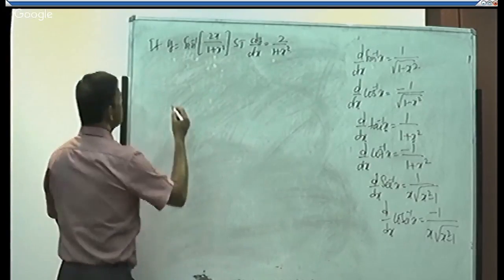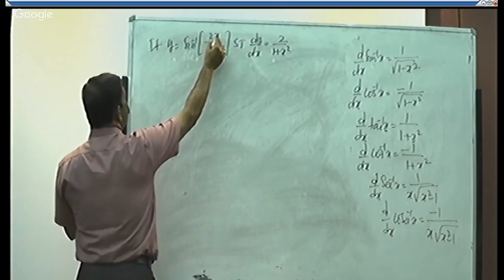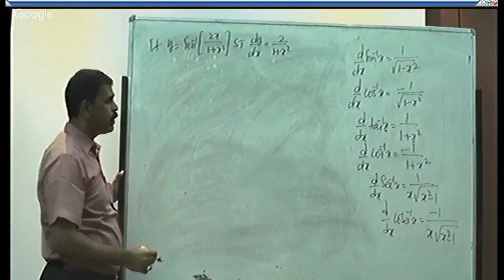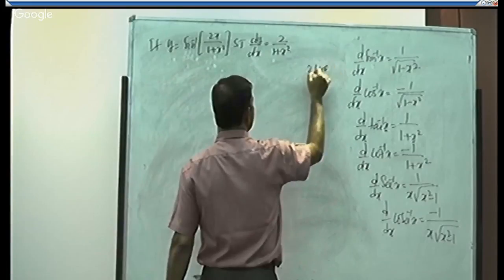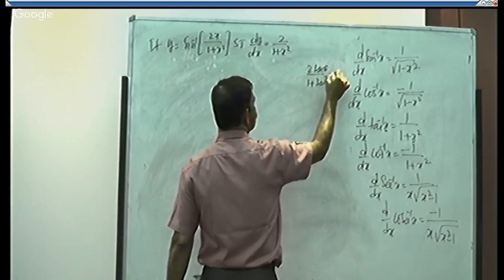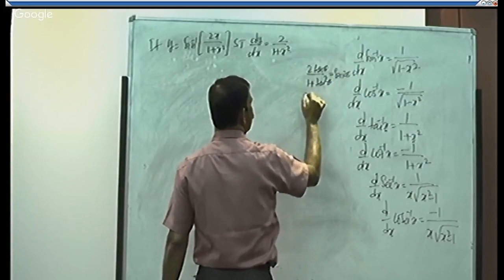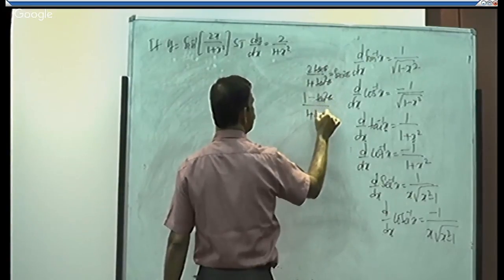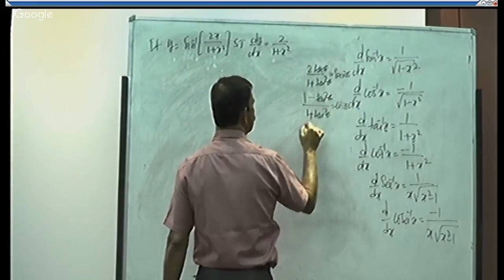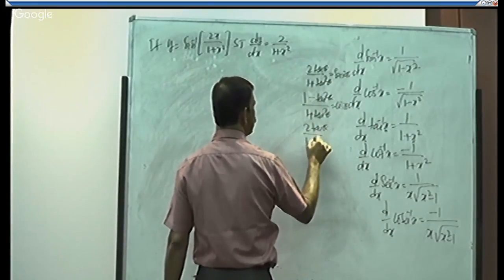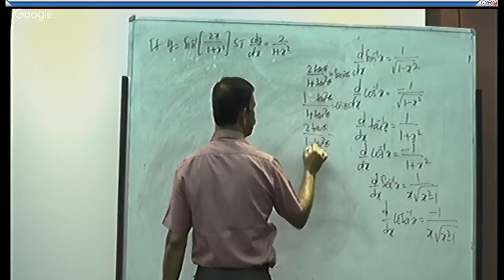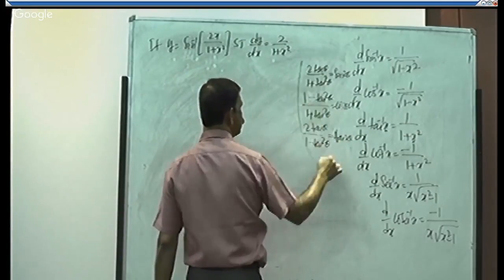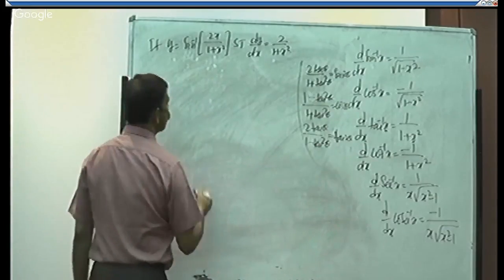So, how to substitute? What to substitute? 2 tan theta by 1 plus tan square theta. We have the formula: 2 tan theta by 1 plus tan square theta is what? Sin 2 theta. 1 minus tan square theta by 1 plus tan square theta is what? Cos 2 theta. 2 tan theta by 1 minus tan square theta is tan 2 theta. Use these formulas. It will be easy to get the required answer.